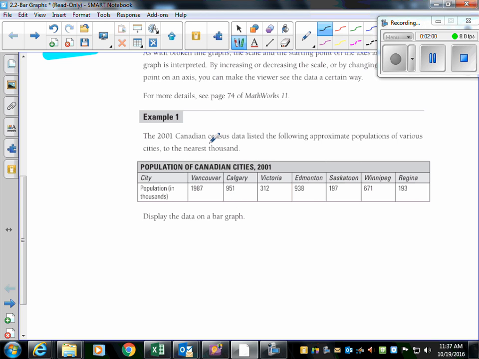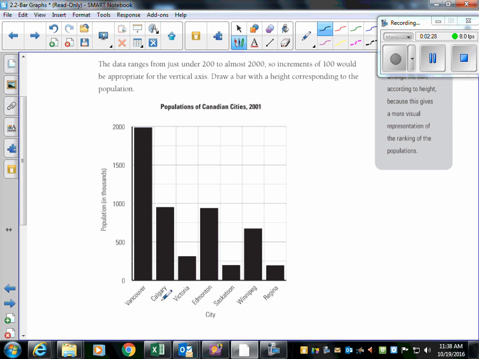So how do we do this? Well, we take the data, just like we would take the data on our other graphs that we have done previously, but instead of doing a dot, you're going to display it as a whole bar. So populations in thousands go up the side, and the cities go along the bottom if we're going to do a vertical bar graph. So here we go. On the bottom, we just did Vancouver, Calgary, Victoria, Edmonton, Saskatoon, Winnipeg, Regina. Notice there's a space in between each bar, okay? Usually we do spaces when we're dealing with bar graphs because they're not connected to each other.